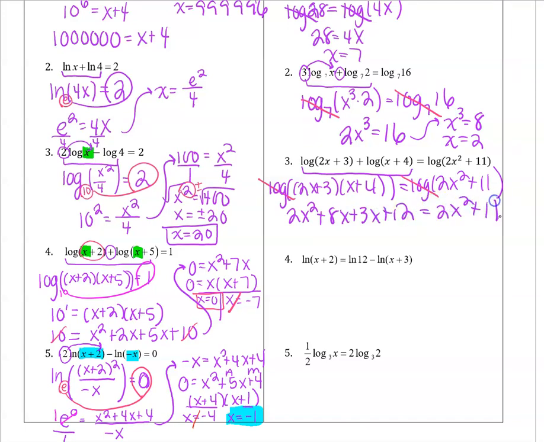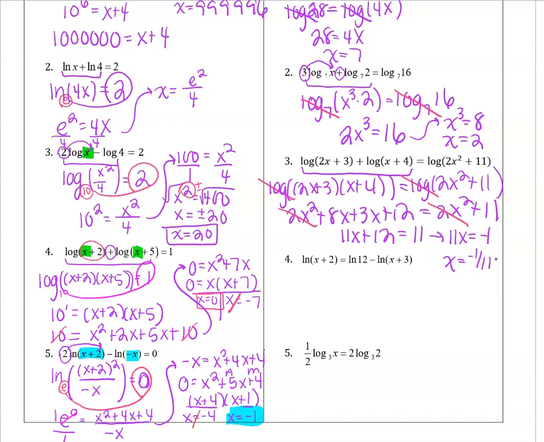So this problem looks like it's going to be nasty, but check out those 2x squares. They're going to drop out. So we end up with 11x plus 12 equals 11. So 11x equals negative 1, so x must equal negative 1/11.